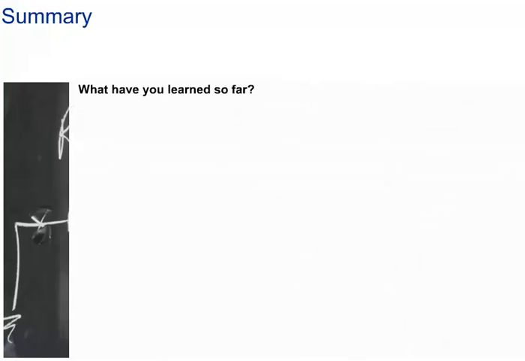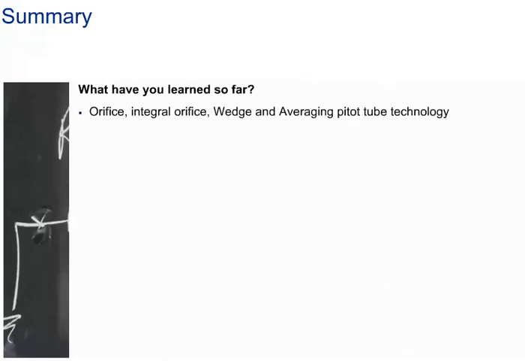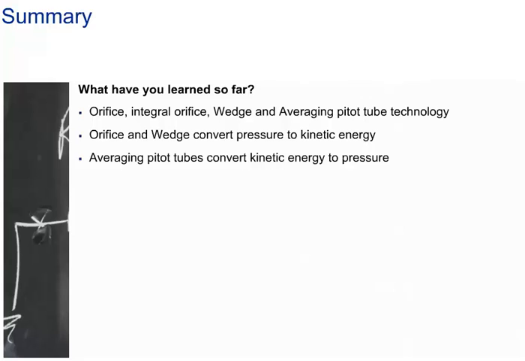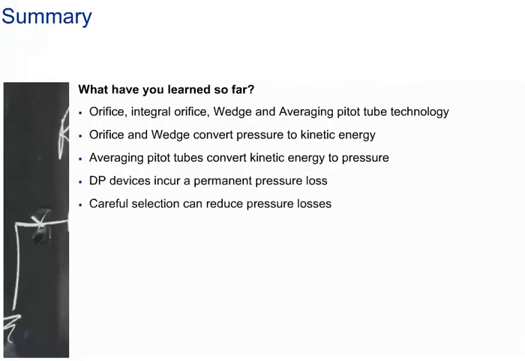Now, let's summarize this learning module. So, what have you learned so far? The compact DP Flowmeter family uses orifice, integral orifice, wedge, and averaging Pitot tube technologies. Orifice, integral orifice, and wedge are mass accelerators and convert pressure energy to kinetic energy. Averaging Pitot tubes, however, convert the kinetic energy from the fluid impacting on the meter to pressure. All DP devices will cause a permanent loss of pressure in the system, but careful selection of the DP technology used and its design can reduce the overall pressure losses.